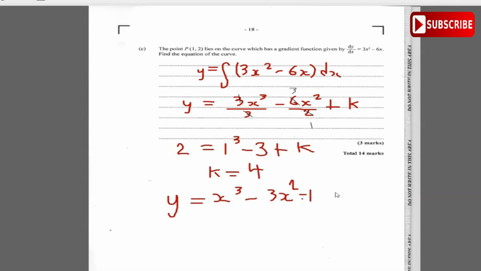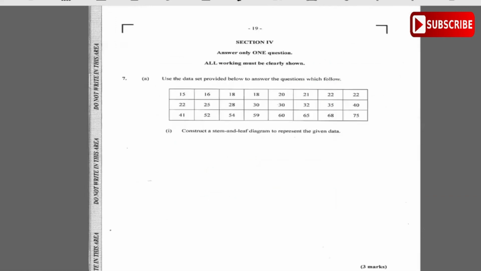All right, that is it. Nice and easy. Just want to check it to make sure it's right. 1 cubed minus 3 times 1 squared plus 4, that's 2. So this is the curve. All right, a nice cubic equation. Now we go to the best module of the paper, which is statistics.